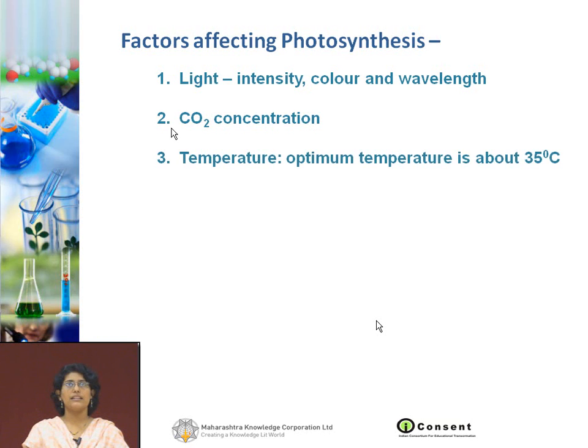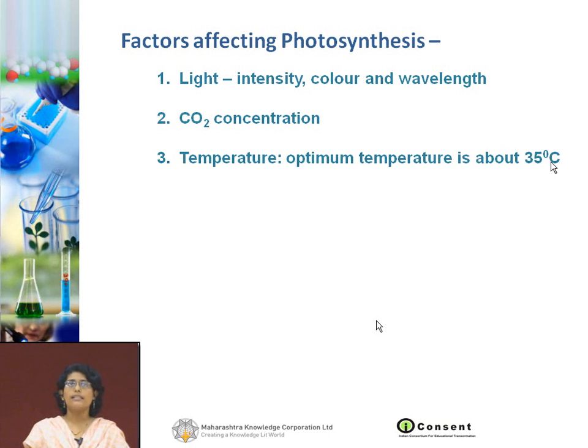Next factor is the temperature. Optimum temperature for photosynthesis is 35 degrees centigrade, but the rate of photosynthesis can be observed from 25 degrees centigrade to 45 degrees centigrade. If the temperature falls below 25 degrees centigrade, the rate of photosynthesis declines drastically, and beyond 45 degrees temperature, the rate of photosynthesis also declines because at the high temperature, the plant pigments get burnt out or they get dehydrated and plants cannot carry out photosynthesis.